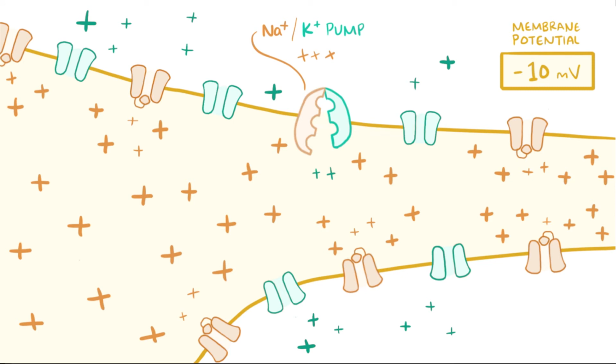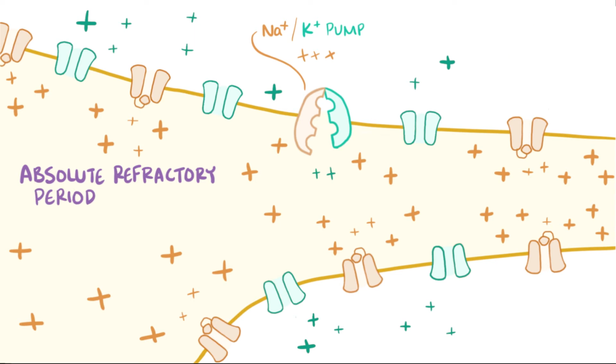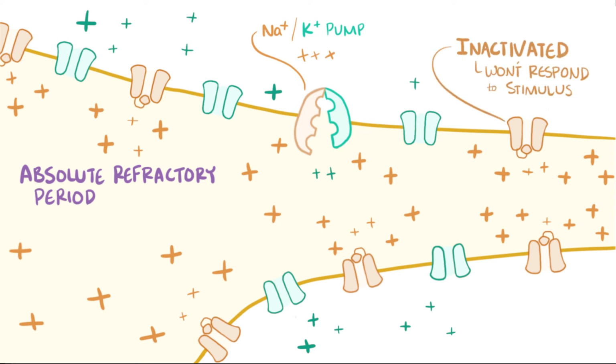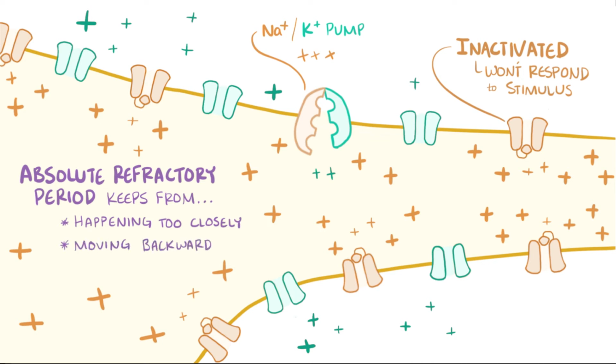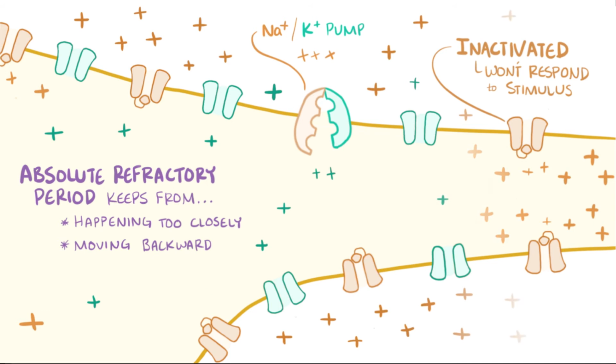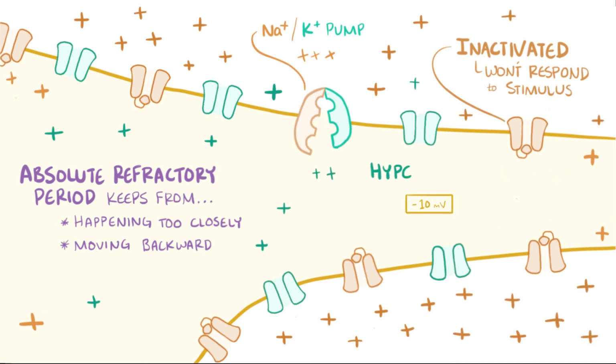It's during this repolarization phase that the cell's in its absolute refractory period, since the sodium channels are inactivated and won't respond to any amount of stimuli. This absolute refractory period keeps the action potentials from happening too close together in time, and also keeps the action potential moving in one direction. The combined efforts of this pump and the extended opening of the potassium channels result in a small period of overcorrection where the neuron becomes hyperpolarized relative to the resting potential.